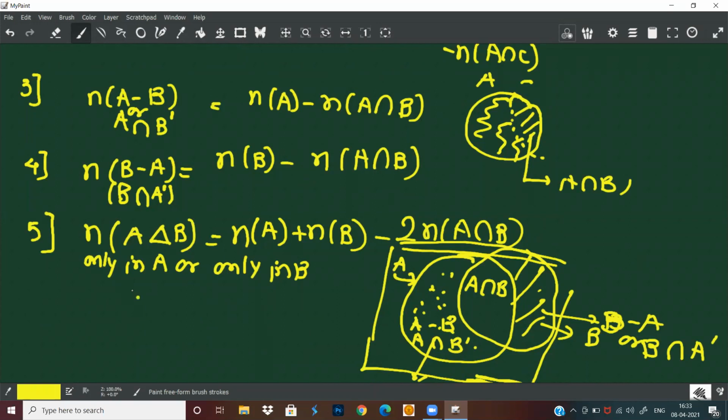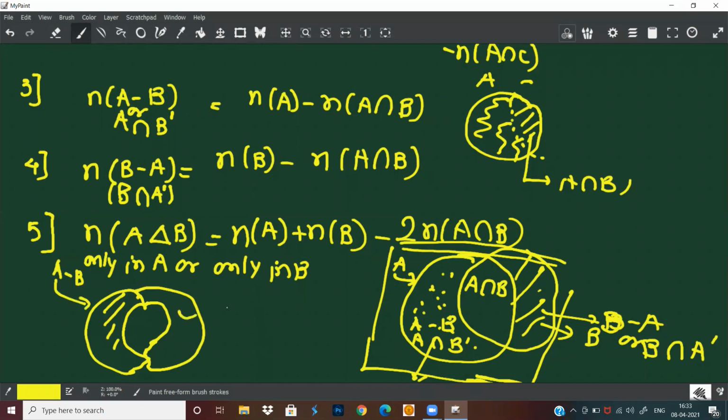If I take this, and this, this part is A minus B, and this part is B minus A. In this, I have removed the intersection part of both. You understand? This part, A intersection B, is not there. This is A, it is the symmetric difference of A and B. Matlab, it is the union of A minus B and B minus A. Is that clear?